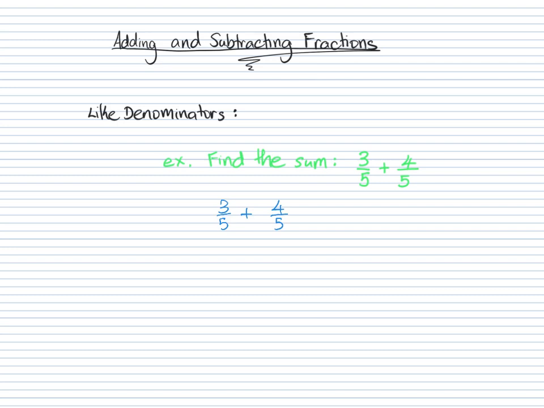So 3/5 plus 4/5. We should not change the denominator. The denominator is still the same. So we're really adding 3 of those things plus 4 of those things, and in all, we have 7 of those things. So we have 7/5. If you had to make a rule, the rule is that we add the numerators, but we leave the denominator the same.